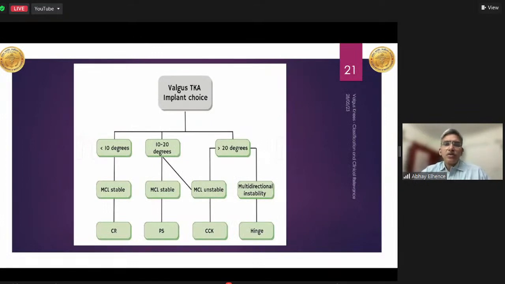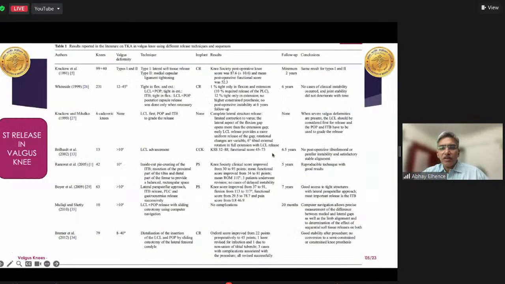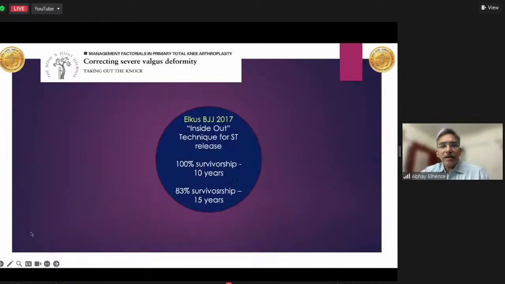So the valgus total knee, essentially the implant choice will vary from the degree of valgus and the degree of stability or instability of the medial collateral ligament. The soft tissue release is a plethora. It is a complex thing. Everybody has their own go-to method or manual. But by and large, what works mostly, and what has been advocated by Elkis and Ranawat, is the inside-out technique, which has shown 100% survivorship at 10 years and 83% survivorship at 15 years.